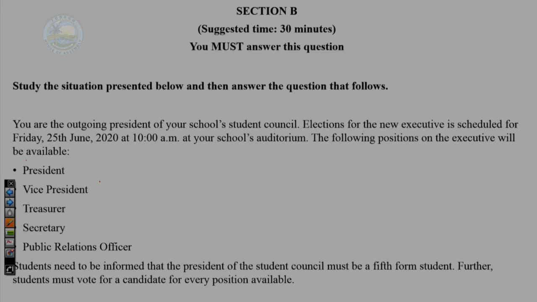So a possibility that you can be presented with would be, study the situation presented below, then answer the question that follows. You are the outgoing president of your school student council. Elections for the new executive is scheduled for Friday, 25th June 2020 at 10 a.m. at your school's auditorium. The following positions on the executive will be available: President, Vice President, Treasurer, Secretary, Public Relations Officer.